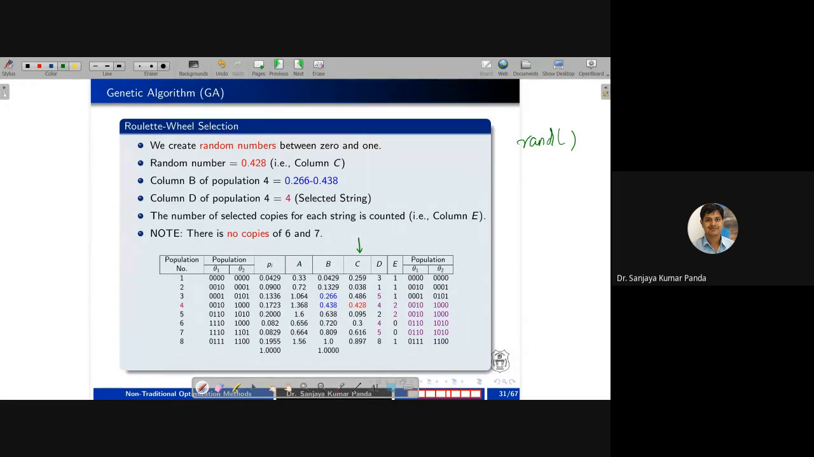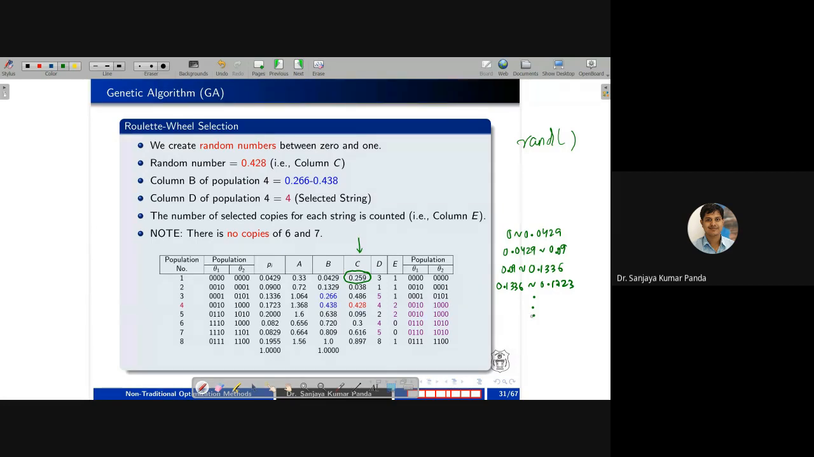Now, column D is going to check whether the column C value is in the range of population 1 or population 2 or population 3 and so on. Here you can see the value is 0.259. So we have to check whether this value 0.259 is in the range of 0 to 0.0429, or 0.0429 to 0.1329, or 0.1336 to 0.1723, or so on.